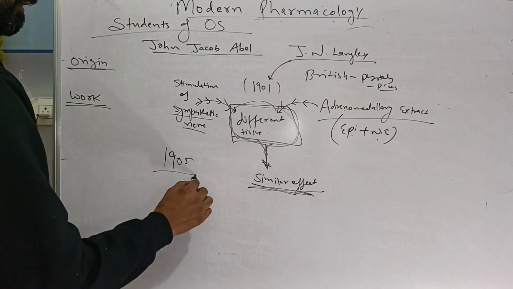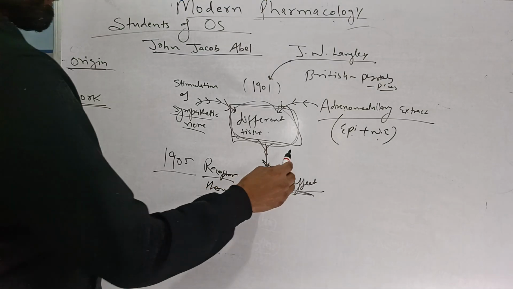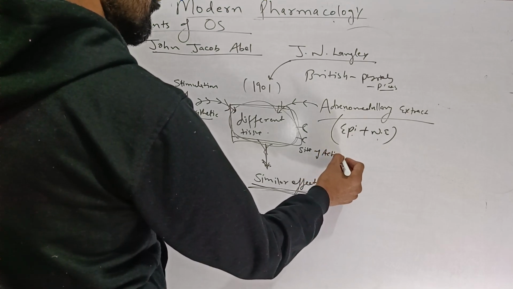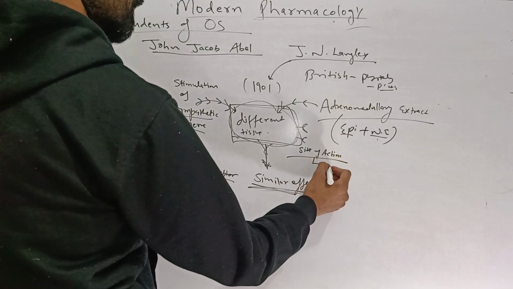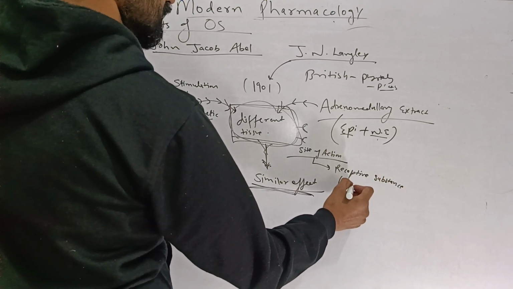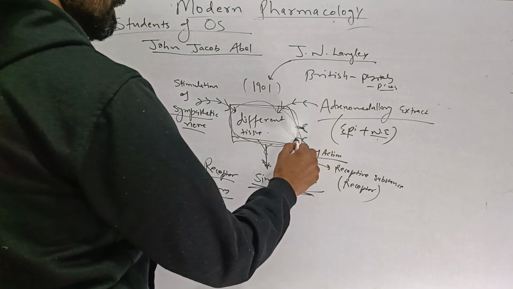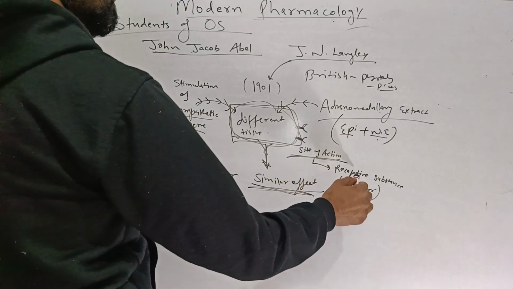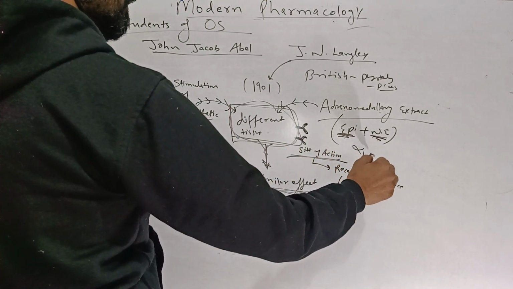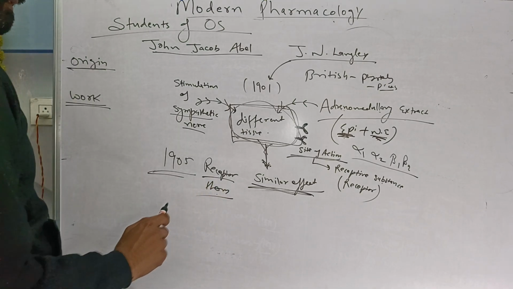In 1905 he proposed the receptor theory. He showed that in these different tissues, the site of action for epinephrine and norepinephrine was a receptive substance, which at present we call a receptor. So in the receptor theory he proposed that the site of action for the adrenomedullary extract was a receptive substance, meaning the receptor. And today we know that epinephrine works on alpha 1, alpha 2, beta 1, beta 2 receptors. So this was the receptor theory.